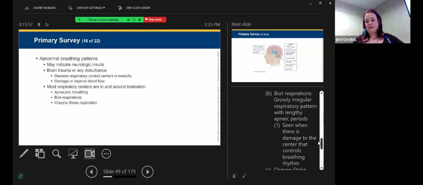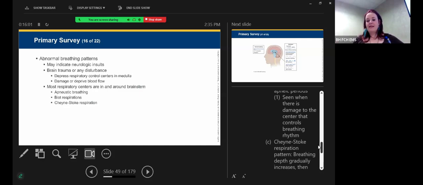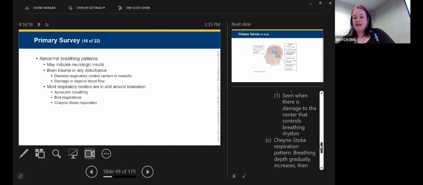Biot respirations are grossly irregular respiration patterns with lengthy apneic periods. What did we say the other name for Biot respirations was? The old name? We need to look it up. This is seen when there is damage to the center that controls the breathing rhythm.